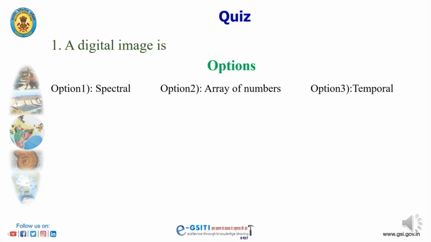You have one quiz. A digital image is: option 1, spectral; option 2, arrays of numbers; option 3, temporal.